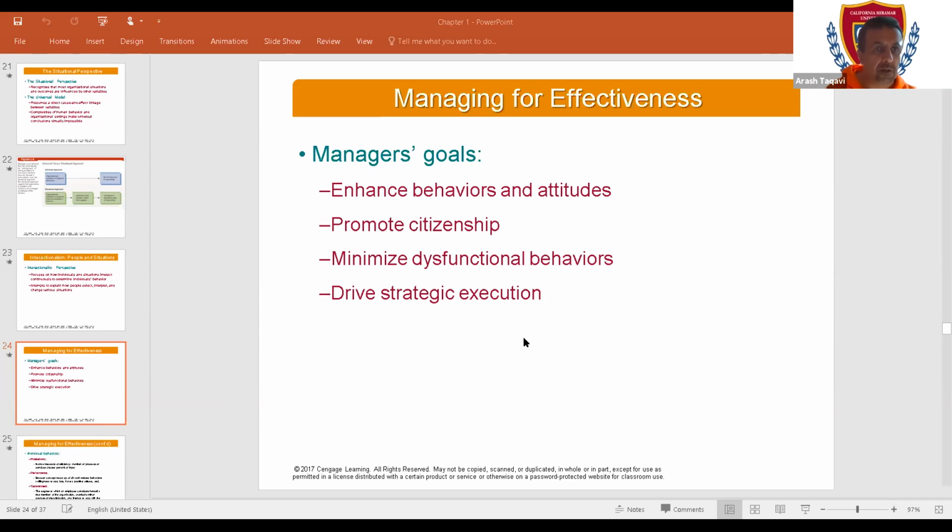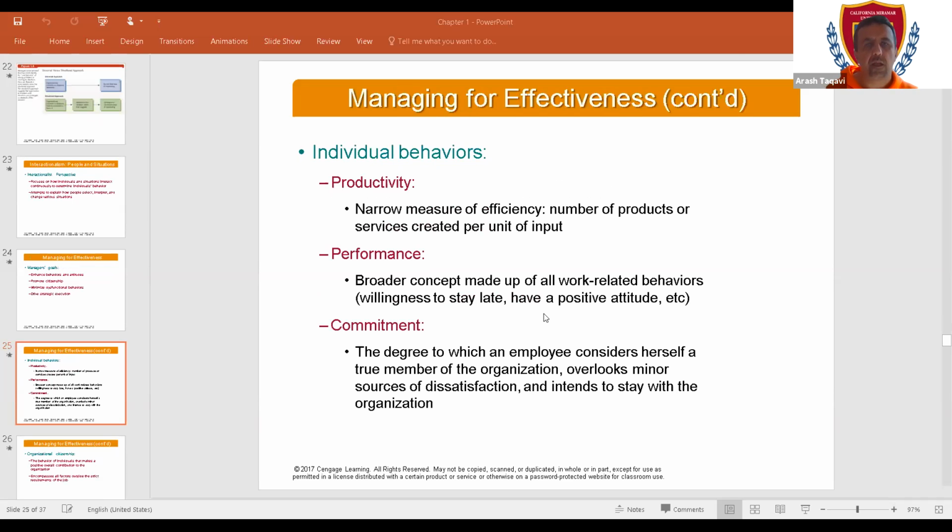It is very important. A lot of people work hard but gain nothing. Why? Because they are wasting their time. It is not smart working, smart doing. It is only working and working and working. It is not functional behavior, it is dysfunctional. They are doing a lot of things, yes, but they don't gain anything. Why? Because this is dysfunctional. And drive strategic execution.